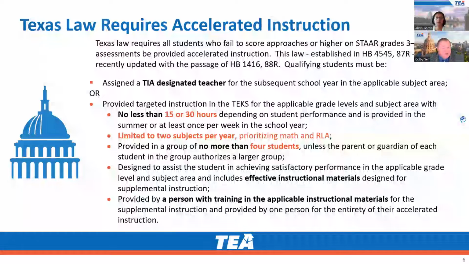1416 did change the ratio. We're now at a 4-to-1 ratio maximum. So that was a change from 4-5 to 1. And it also did talk about that there's still a need to have effective instructional materials that are designed for supplemental instruction. And the tutor can be a person. It does not have to be a certified teacher, but the person that is providing the tutoring must be trained in the applicable instructional materials. So keep that in mind. That's still in effect. Nothing with that has changed.